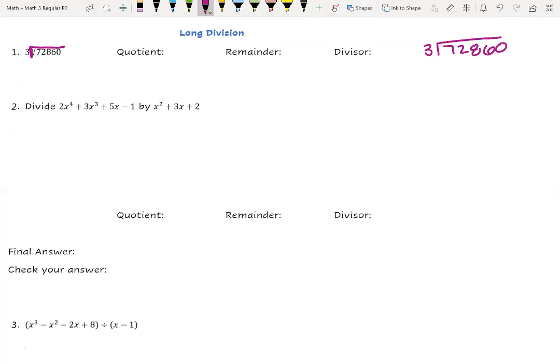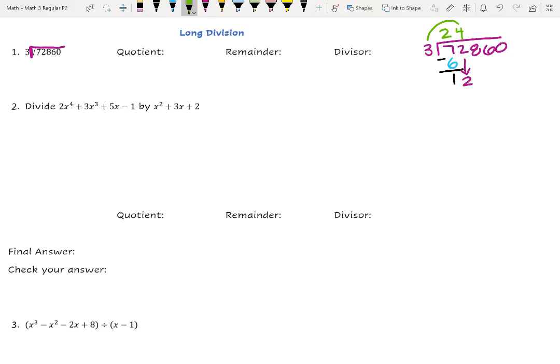All right, so I'm asking myself, how many times does 3 go into 7? And 3 goes into 7 twice, so I'm going to do a 2 times 3 is 6. All right, and then after that, I'm going to subtract. So 7 minus 6 is 1. All right, so then I'm going to bring down my next number and pretty much do the same thing again. I'm trying to figure out 3 goes into 12 how many times, and it goes in 4 times.